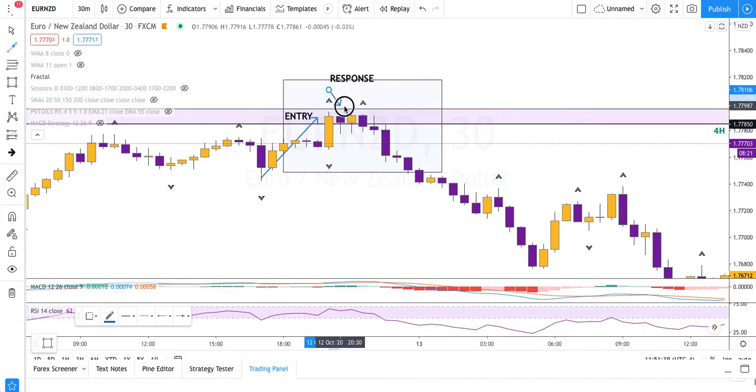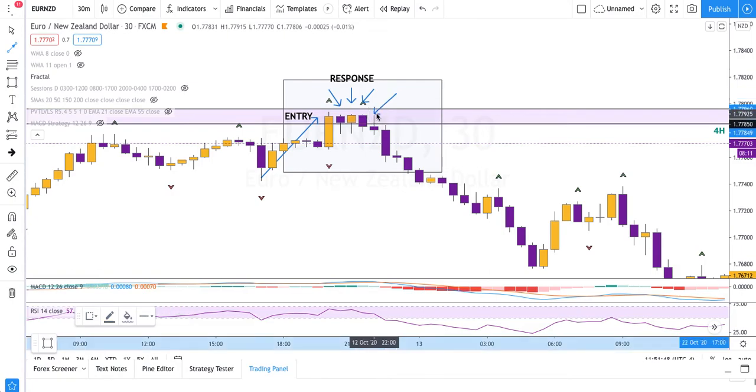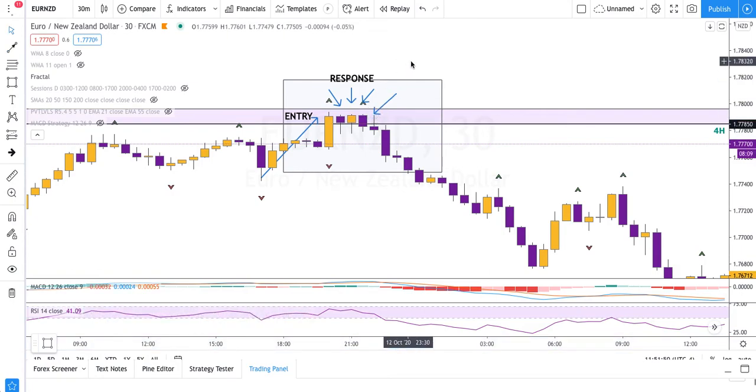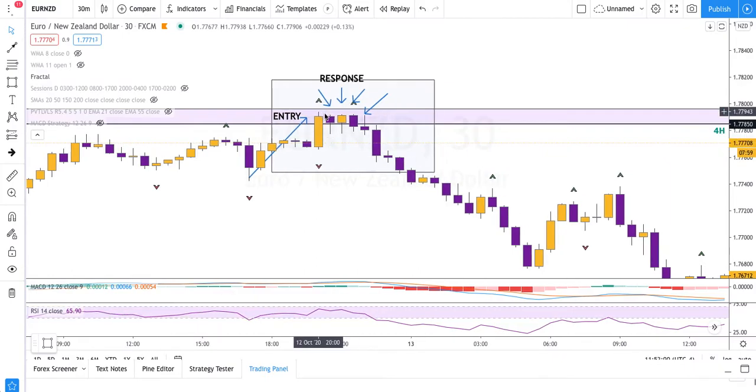So the response is this candle. The response is this candle. And for right now, the response is this candle and this candle. So this is our responses. Basically, we've had 4 responses to this engulfing candle. Let me break it down even further.